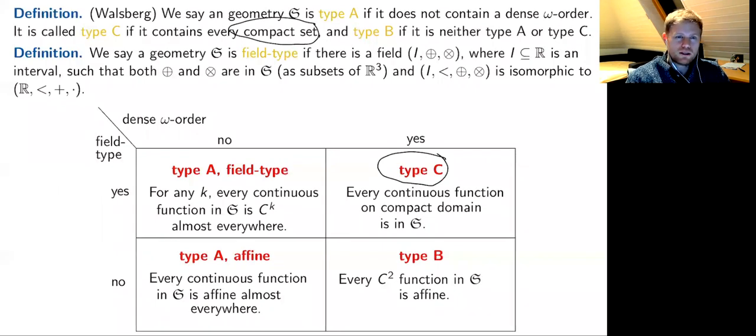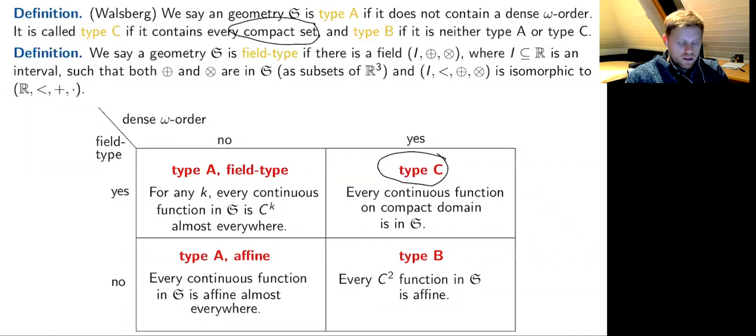In particular, if you want to phrase this in terms of continuous functions, what this means is that every continuous function on a compact domain is in this structure. So if you're type C, you surely have all of that.